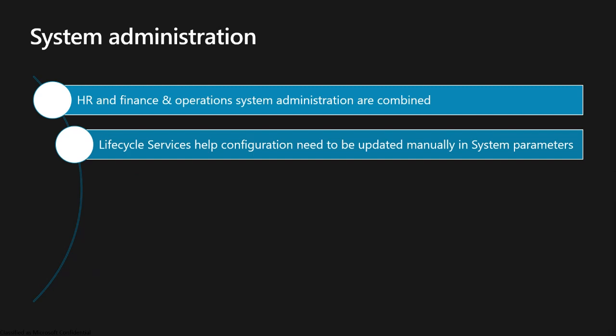In standalone infrastructure, the page where you configured the help settings was literally called Help settings, and that's where you would find it in system administration. However, now in the system administration module, you have to navigate into system parameters and then go to the Help settings tab. And that's where you'll see which LCS project you're linked to.